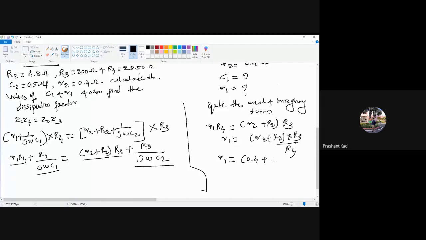All of you are listening, right? 4.8 ohm into R3 is given, it's 200, divided by R4, which is 2850. So calculate it fast.